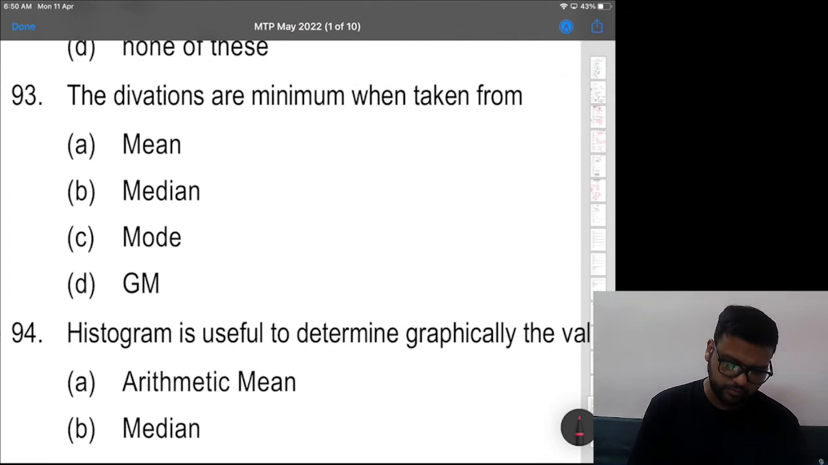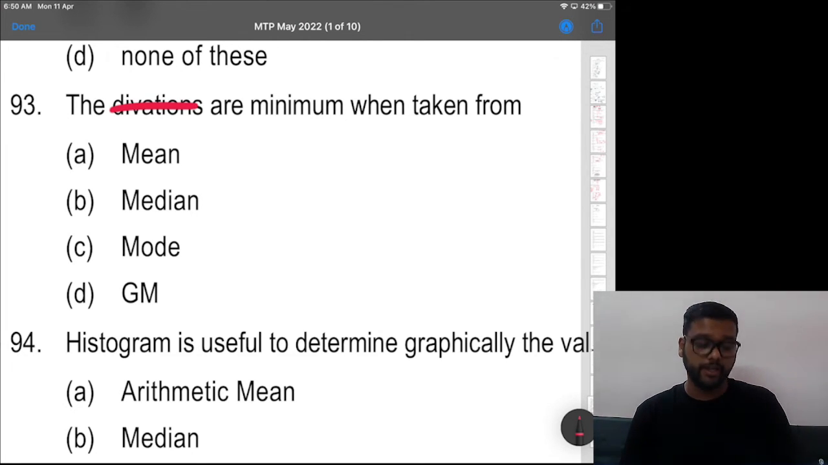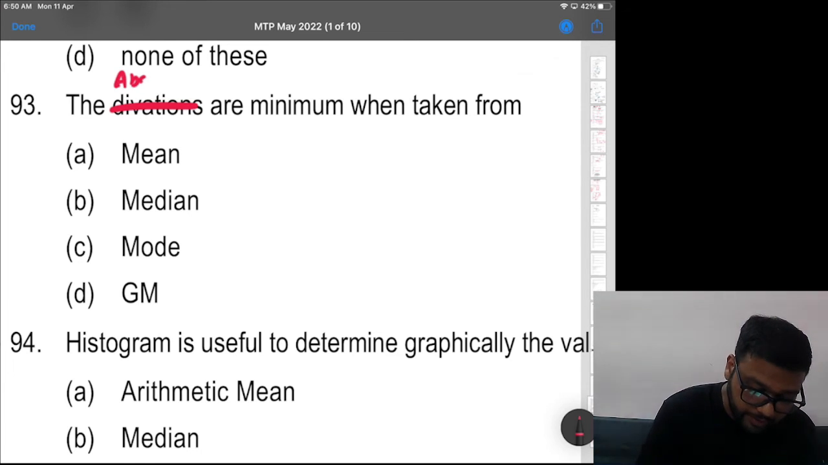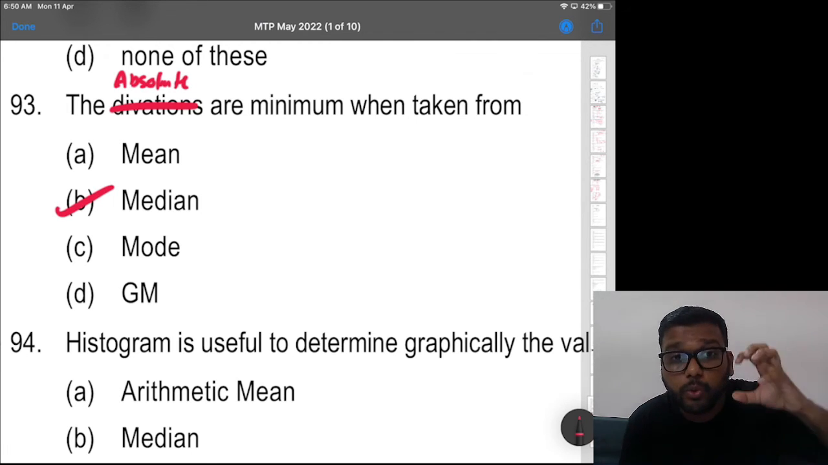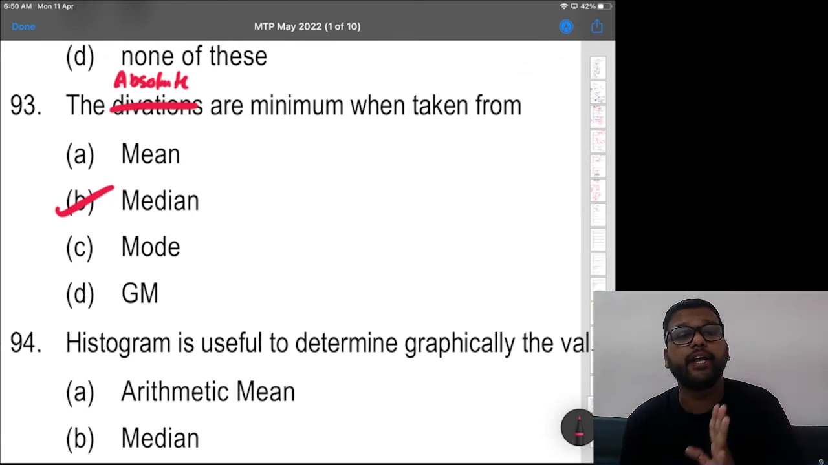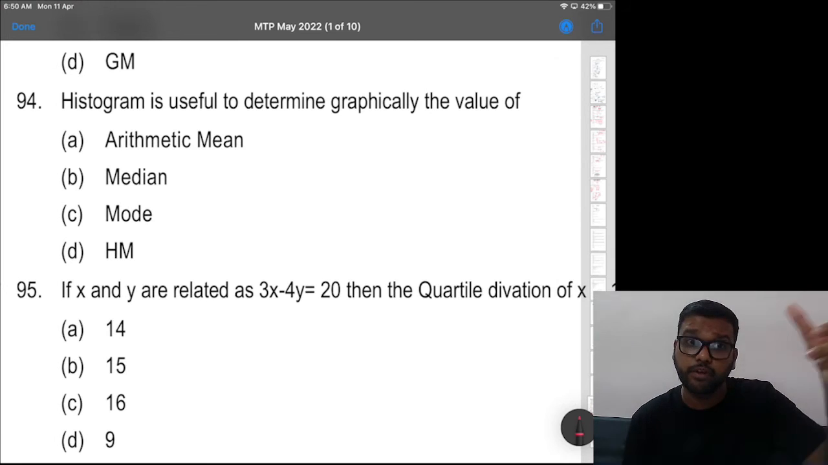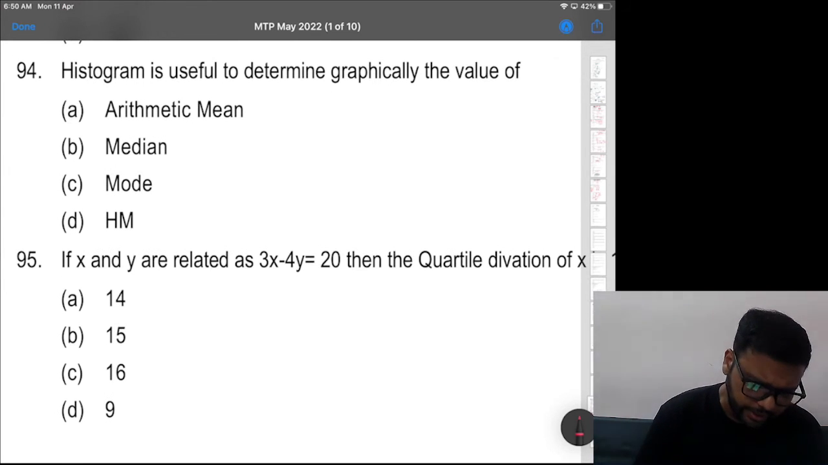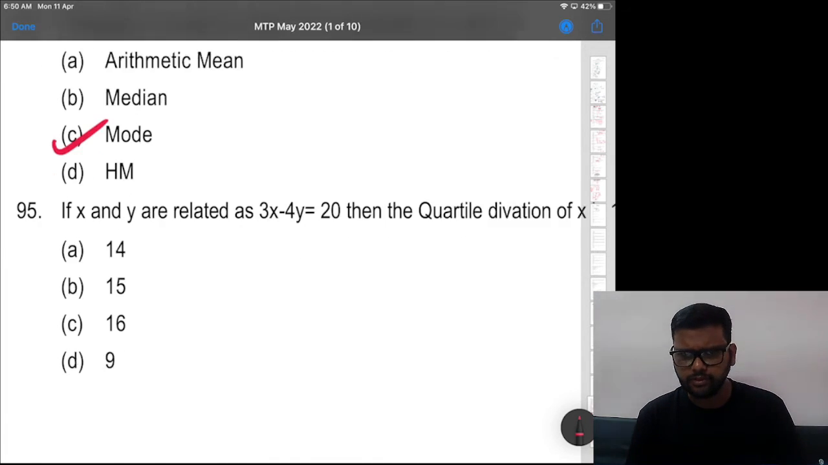93. It should be deviations. The deviations are minimum when taken from... Now, deviations are minimum when taken from is a wrong statement. It should be absolute deviations are minimum when taken from median. Okay, the question is wrong. It should be absolute deviations are minimum when taken from median, because that is the property of median. That's why we use median for mean deviation preferably. Histogram is useful to determine graphically the value of mode. We know that, theory question.